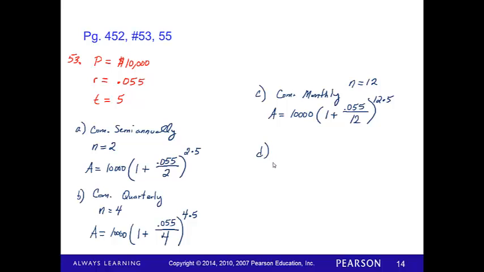And then the last one is D, and it says compounded continuously. So now we use a totally different formula. Now we have A equals, well, the principal is 10,000, E raised to the R times T. So 0.055 times 5 years. Okay, finish this problem for me. Let me know if you have questions on it.